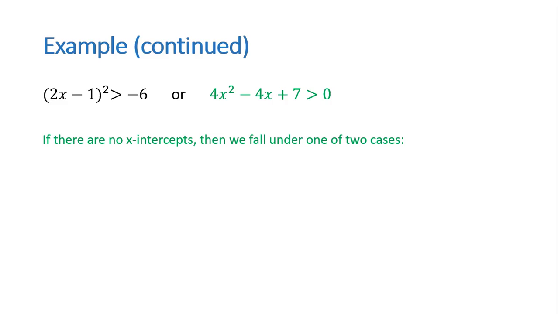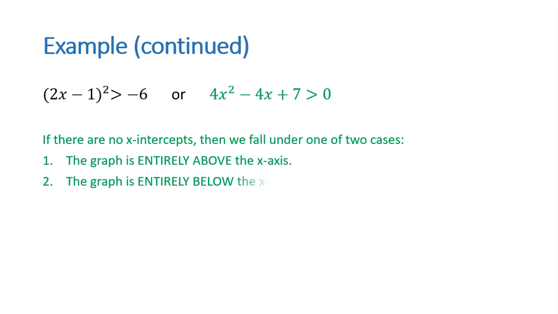The graphs are shaped like parabolas, they're shaped like U's. If we don't have any intercepts, it means either the graph is entirely above the x-axis, or possibly the graph is entirely below the x-axis. We don't actually touch or cross the x-axis anywhere on our graph. So how do we determine which case we're in?